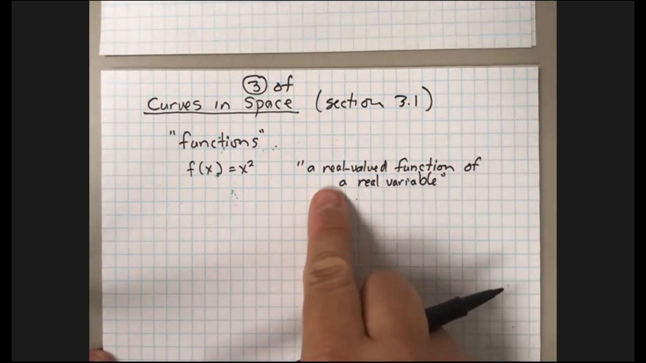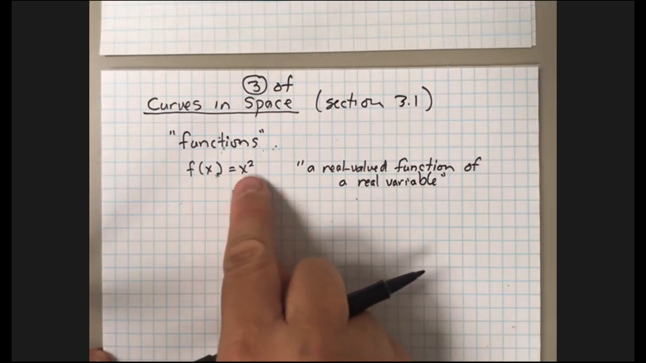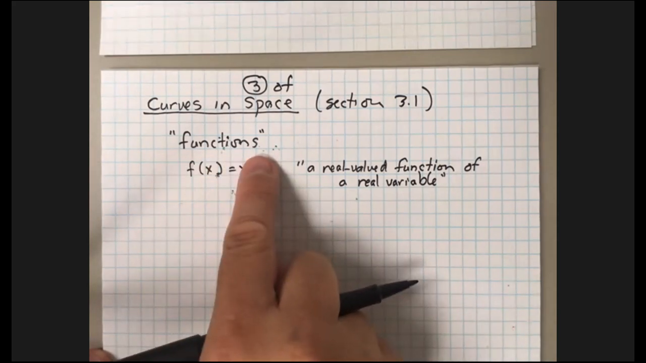That means in English, real number in, real number out. -7, 49, 2, 4, 0, 0. That's the function that you've traditionally understood.